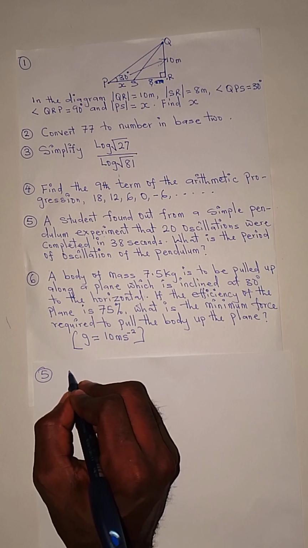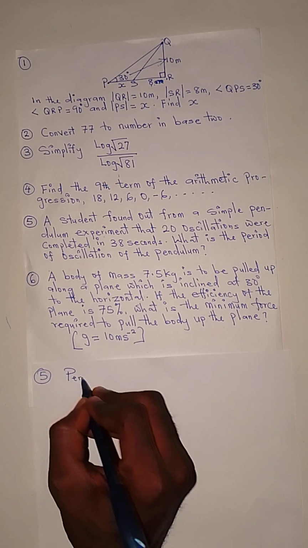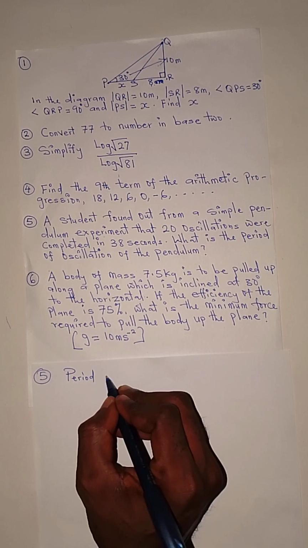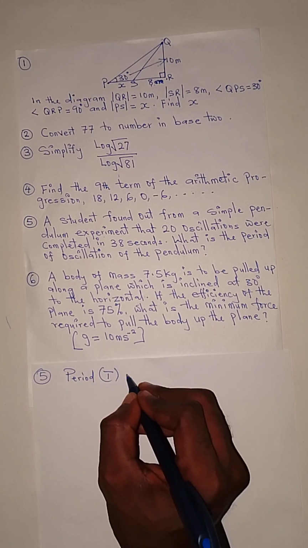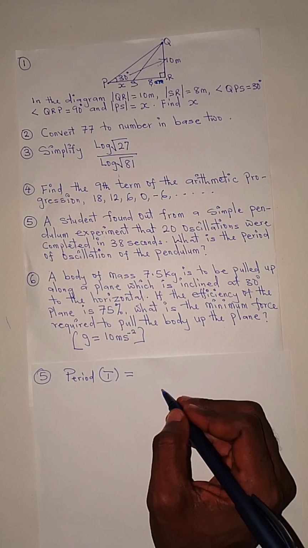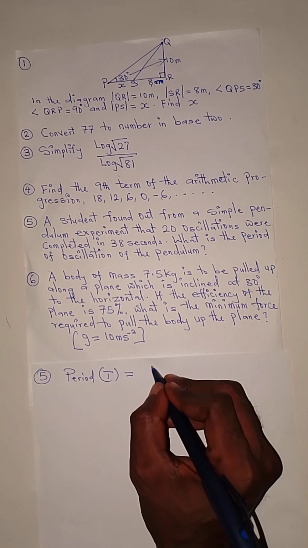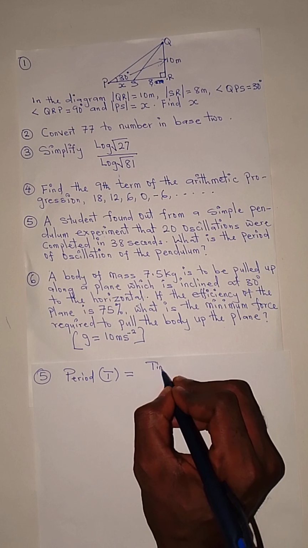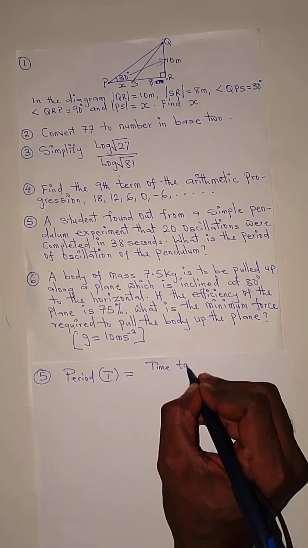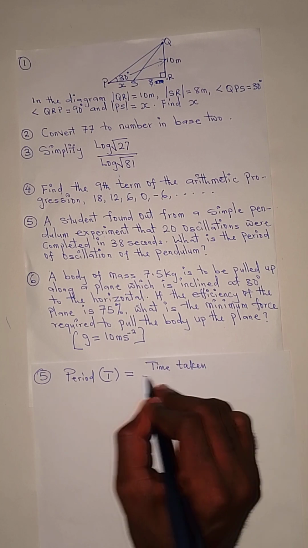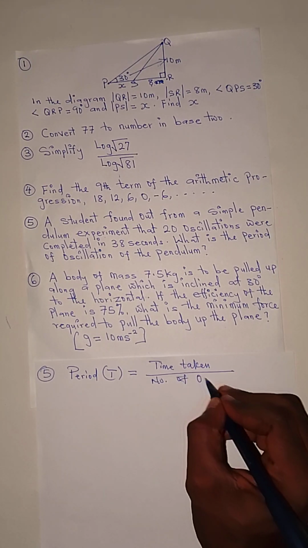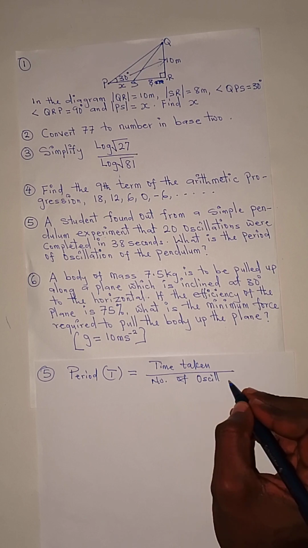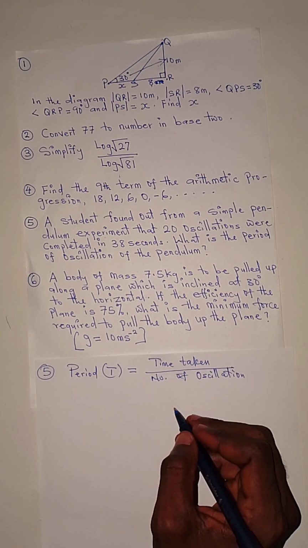Now, period of oscillation is actually represented by letter T. Period means time. So the period of oscillation is given as time taken all over number of oscillation. Time taken all over number of oscillation.